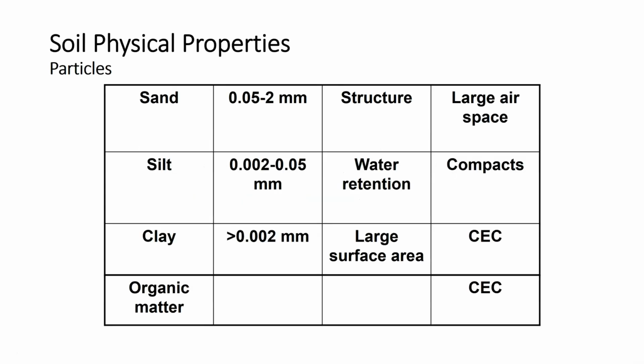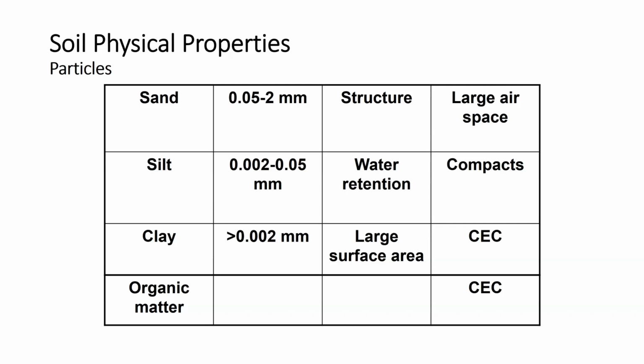Physical properties of soils. We have particles. There are three major particles: sand, silt, and clay. By definition, sand has a size of 0.05 to 2 millimeters. The function of sand is to provide structure. It also provides large airspace in the soil.